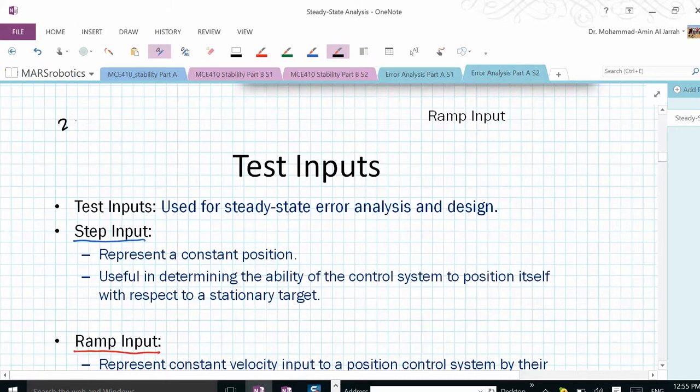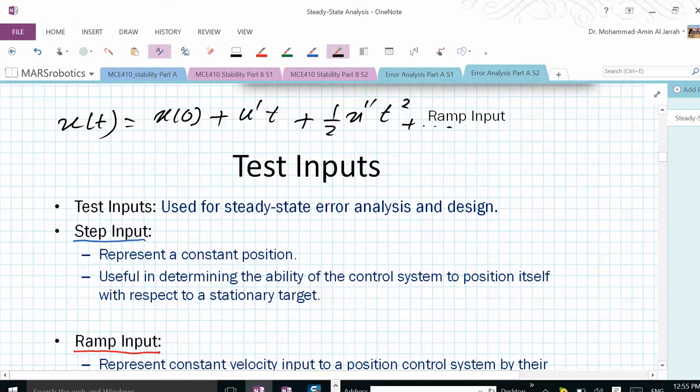How can you resolve this u of t in a Taylor series? u of 0 plus u prime times t plus 1/2 u double prime times t squared, plus so on. Here t0 is 0, therefore it is t. What is this first component? This is a step, a constant. What is this one here? This is a ramp. What is this one here? It is a parabola, and it is called acceleration.